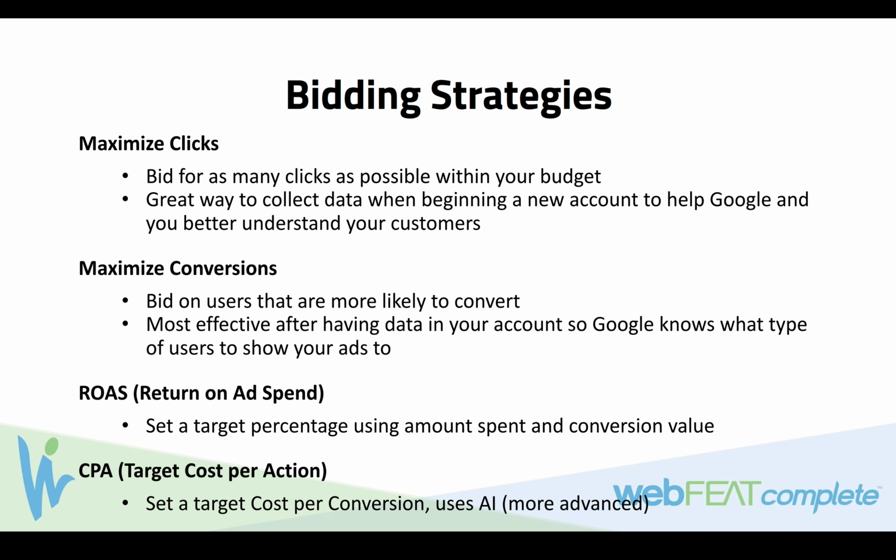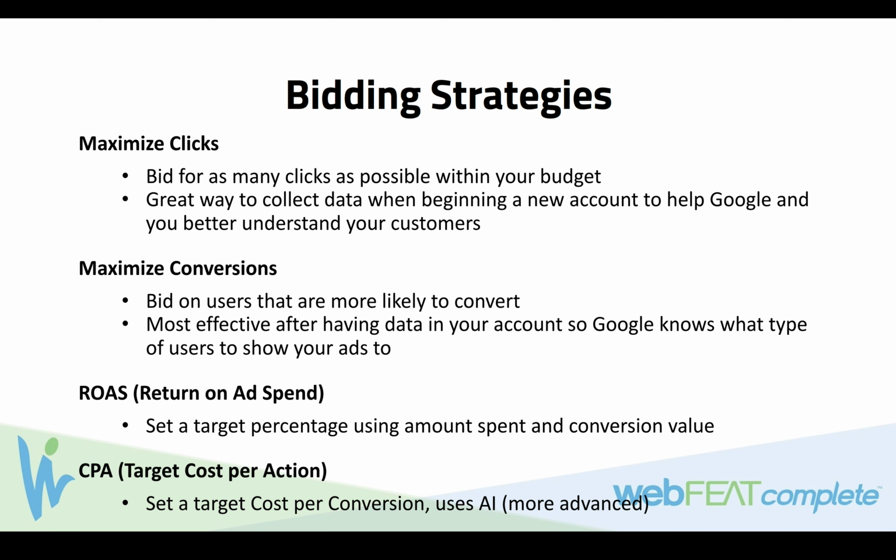Basically, how this works is Google starts becoming a little bit more involved. They look at the data that you've collected in your account, and then they start showing your ads to specific types of users, or maybe they show a certain variation of your ad more times than other ads, because they've learned that a certain ad or a certain type of copy in your ad is just converting better. So a super effective strategy.